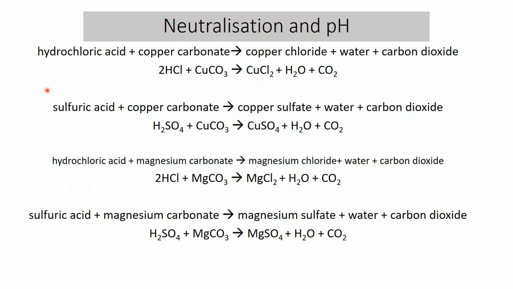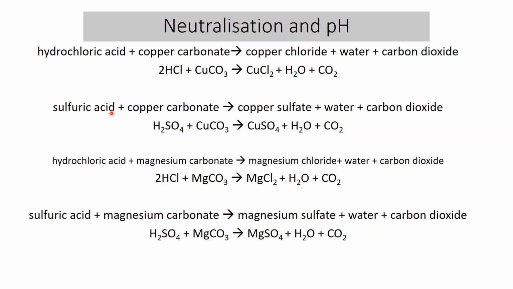So hopefully you can see, Year 10, that when you react hydrochloric acid, HCl, with copper carbonate, CuCO3, you form a salt, in this case copper chloride, CuCl2, water and carbon dioxide. The general equation for this is acid plus a metal carbonate makes a salt, water and carbon dioxide. In the balanced symbol equation here, because you form copper chloride CuCl2, you need to have two hydrochloric acids to get the equation to balance.